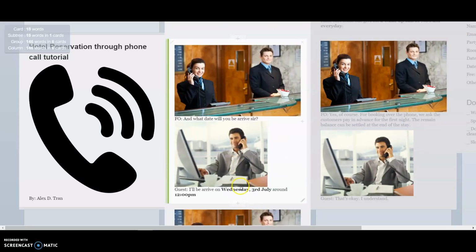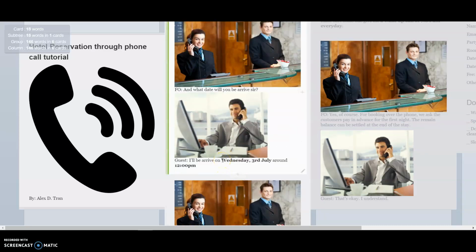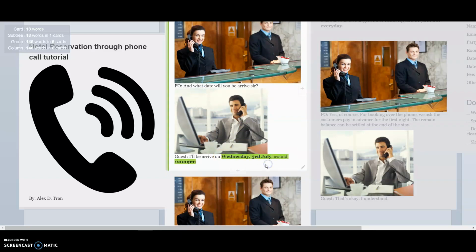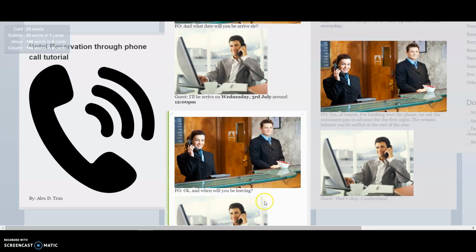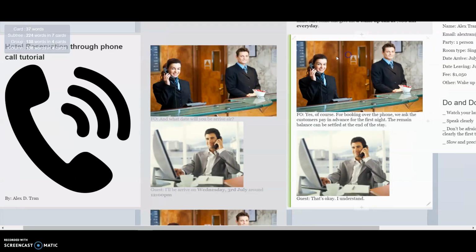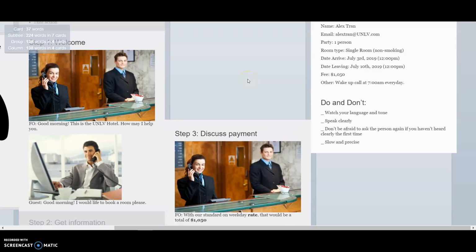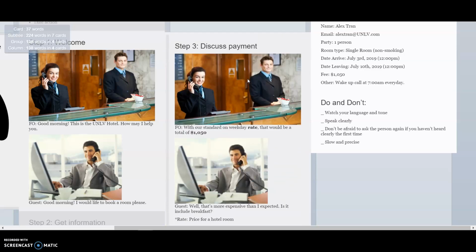Another piece of information you should pay attention to is the arrival date. In this case, it's Wednesday, the 3rd of July at 12 p.m. And of course, the date when the guest leaves, which is the next Wednesday, the 10th of July. He also specified that he will stay at the hotel for 7 nights. And these are the kinds of information we should pay attention to. Moving on, step three, which is to discuss the payment.